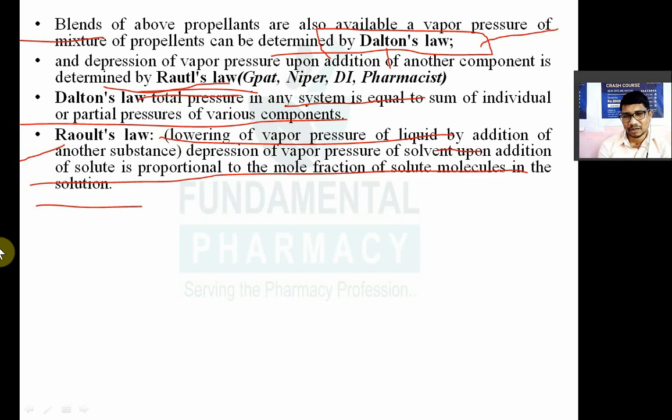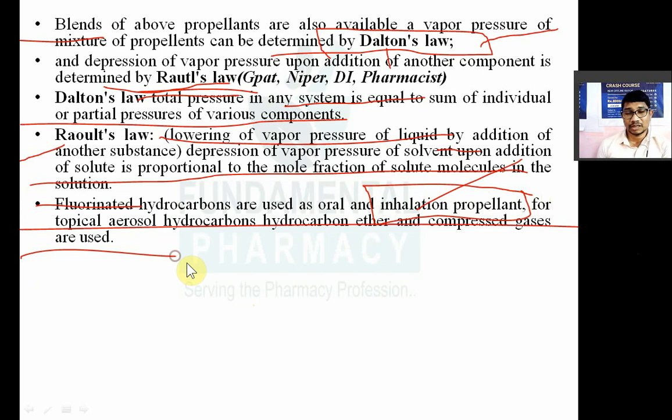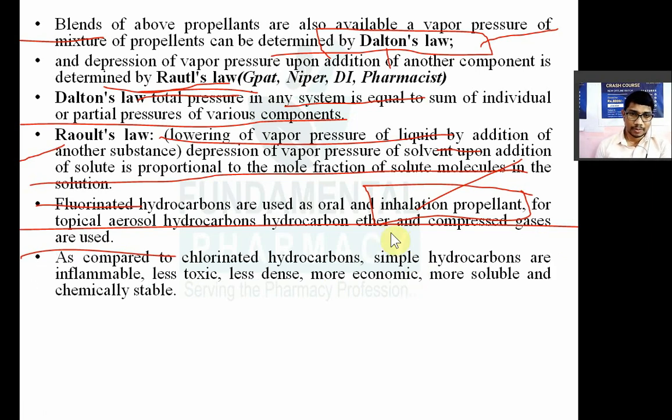नाउ फ्लोरीनेटेड हाइड्रोकार्बन्स दे आर मोस्टली यूज्ड फॉर inhalation propellants. ठीक है, याद रखना है. Fluorinated hydrocarbons are mostly used for inhalational aerosol or systemic or oral aerosol. Now for topical aerosol, hydrocarbons and hydrocarbon ether and compressed gases they are used. टॉपिकल के लिए हाइड्रोकार्बन यूज करते हैं और हाइड्रोकार्बन ईथर यूज करते हैं और कॉम्प्रेस्ड गैसेस यूज करते हैं. तो याद रखना है टॉपिकल के लिए क्या यूज करते हैं, इनहेलेशन के लिए क्या यूज करते हैं. क्वेश्चन आ चुका है, टॉपिकल के ऊपर 2 बार आ चुके हैं, इनहेलेशन के बाद 1 बार आ चुके हैं. एज कम्पेयर टू द क्लोरीनेटेड सिंपल हाइड्रोकार्बन जो होते हैं दे आर inflammable.